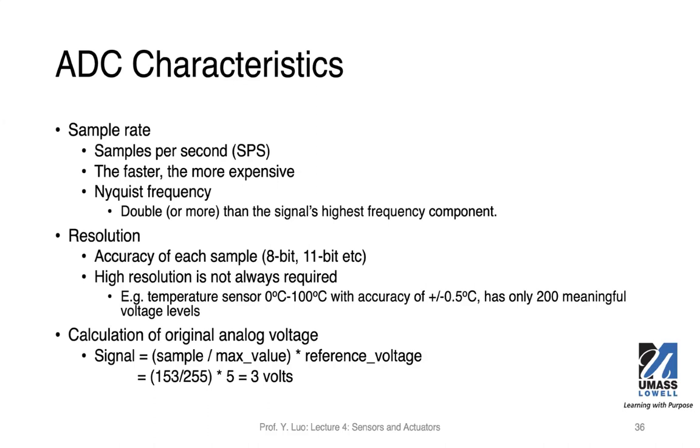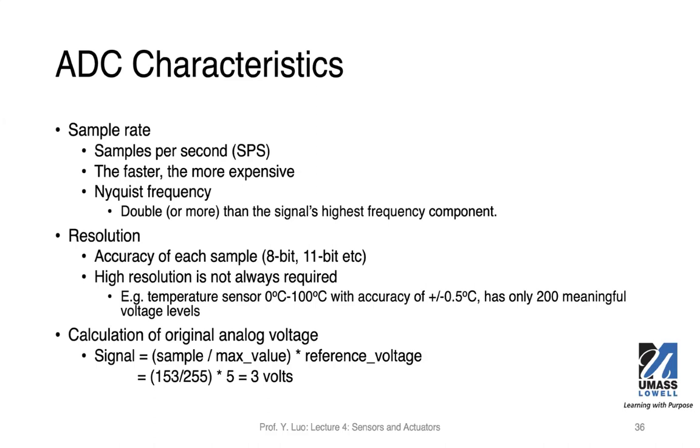Nyquist frequency is an important concept. Essentially, we're saying we need to have double or more than the signal's highest frequency component to properly understand the signal. So in the earlier example, we had a 9K hertz signal, and we need to have at least 18K samples per second in order to properly understand the signal, basically get the analog signal converted to digital format to process that signal.